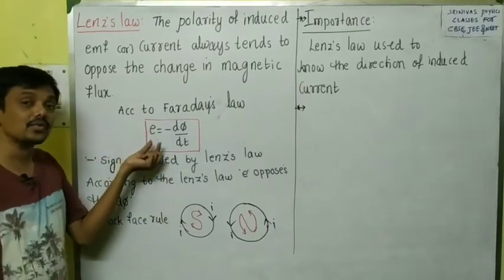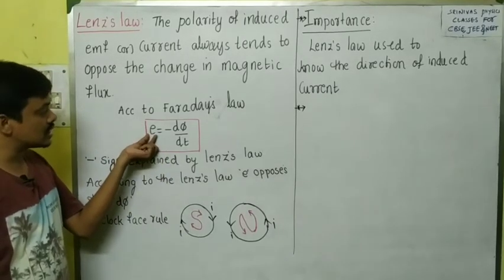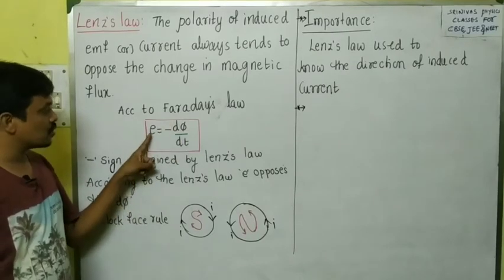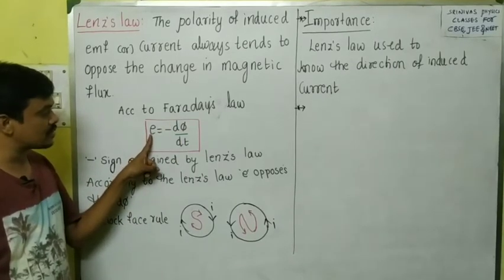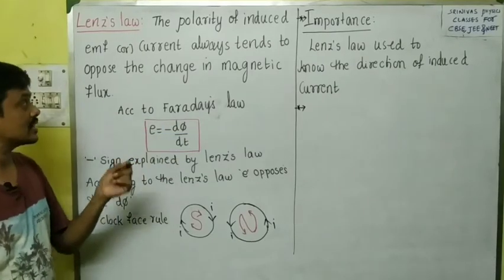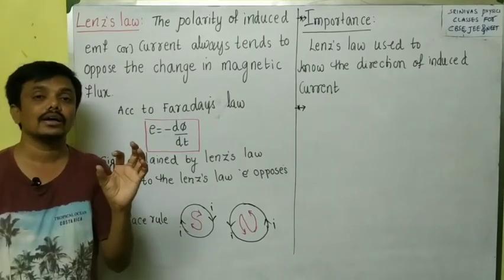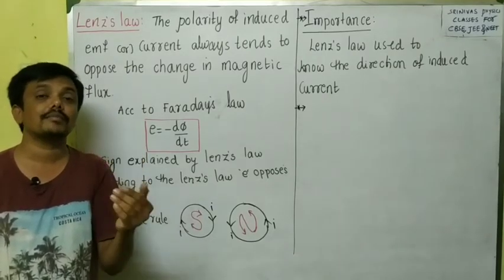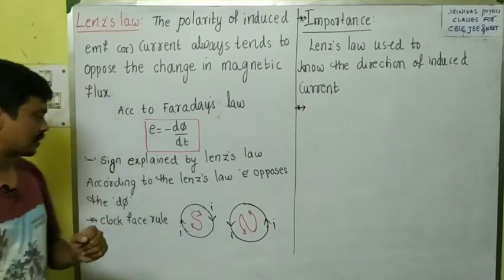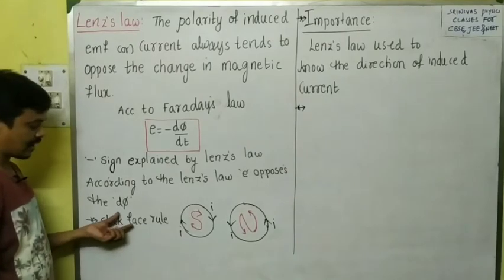By the formula you can remember Lenz's law also. Induced EMF opposes change in magnetic flux. Look here, this is the induced EMF, and minus indicates opposes, d phi is the change in flux. Induced EMF or current develops in a coil, right? That developed current opposes the change in magnetic flux.